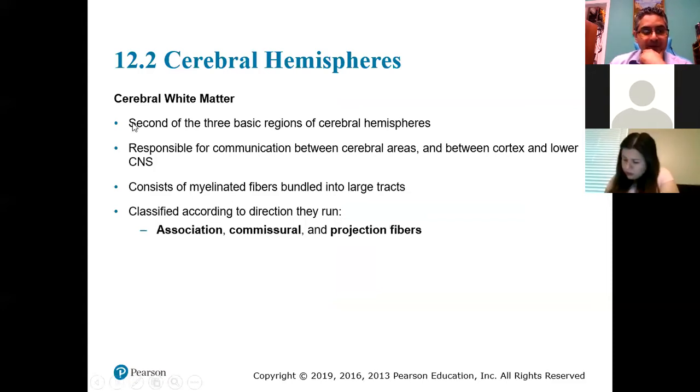Cerebral white matter has three basic regions of the cerebral hemispheres. Well, how do we classify these three? We classify them according to the direction that they run. You may be like, what do you mean run? Well, the pathway in which they are connected to point A and point B. That is how we define them, right? So by association, commissural, and projection fibers.